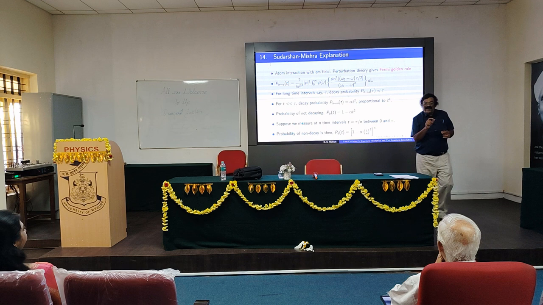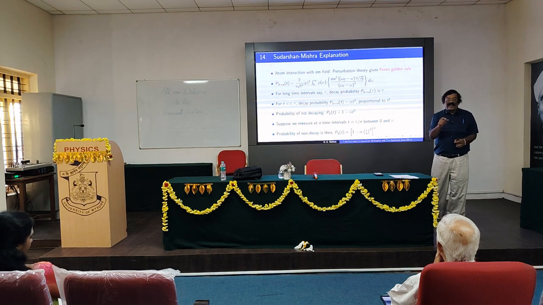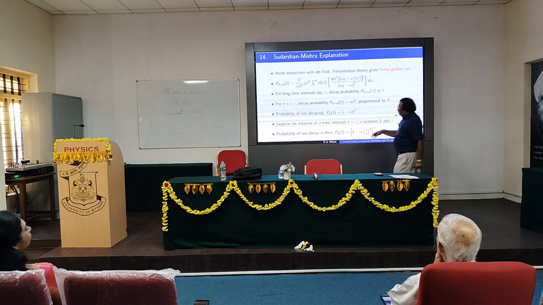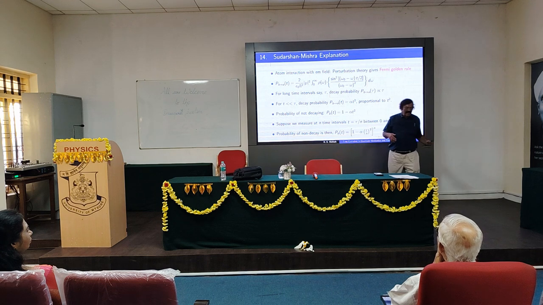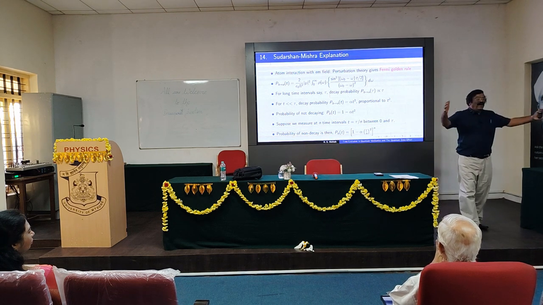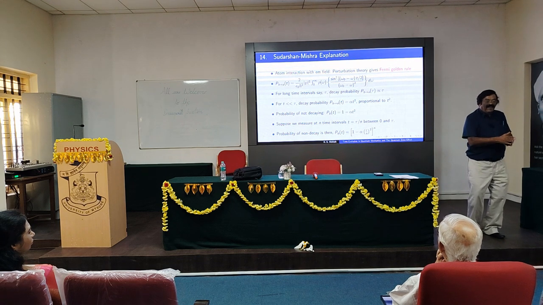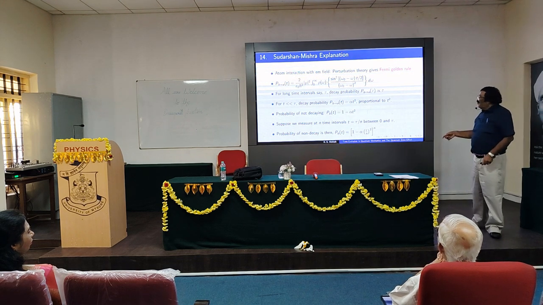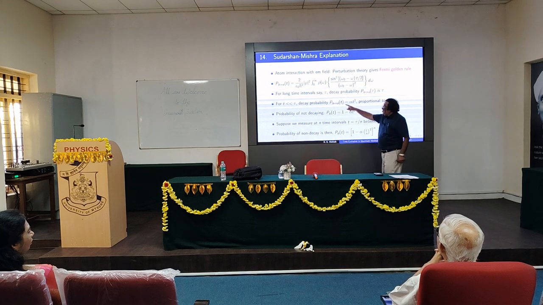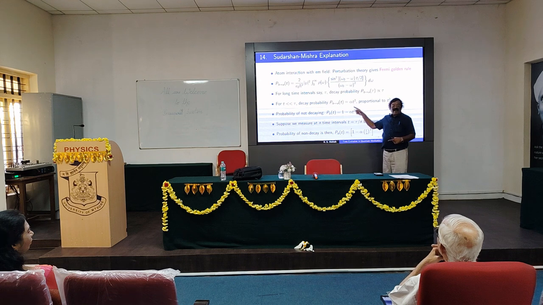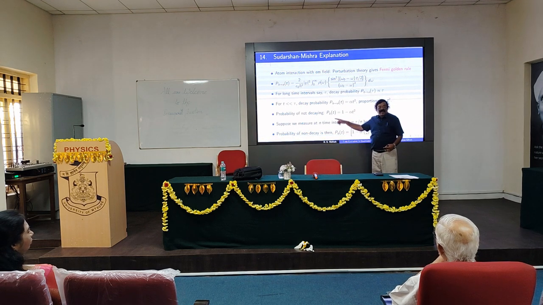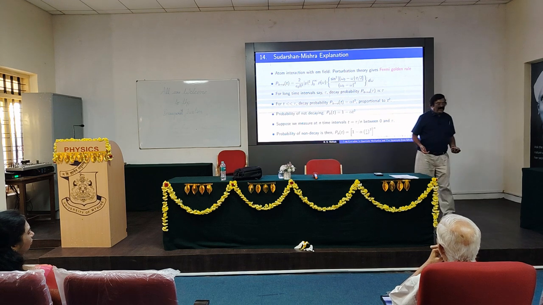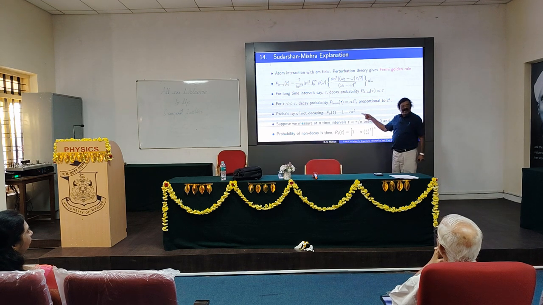But for very small intervals of time, suppose t is much smaller than tau, then P_AB of t will be proportional to t square. So it is not just mathematics. For longer time, it is proportional to t, but for a very short interval, it is proportional to t square. So this is the probability of transition from B to A, alpha t square. What is the probability of not decaying? Let me call that P_B of t. It is 1 minus the probability of decay, so it is 1 minus alpha t square.